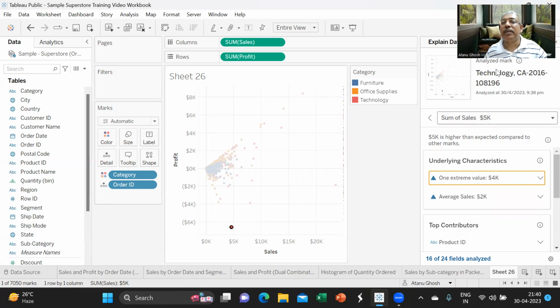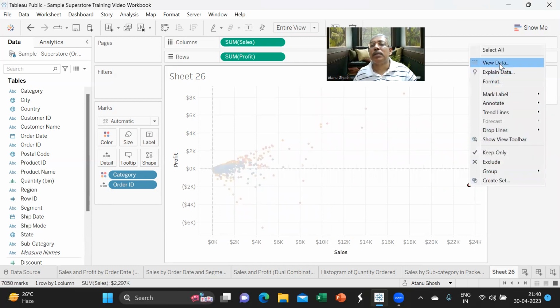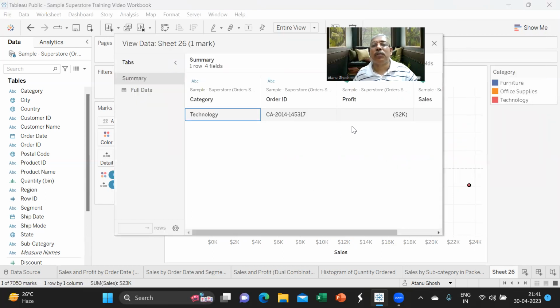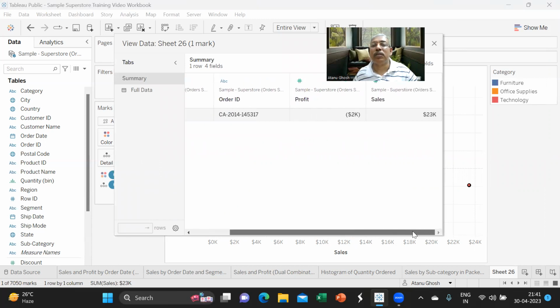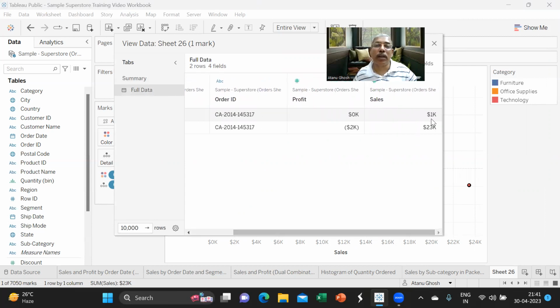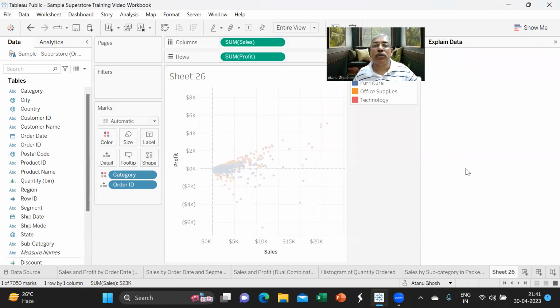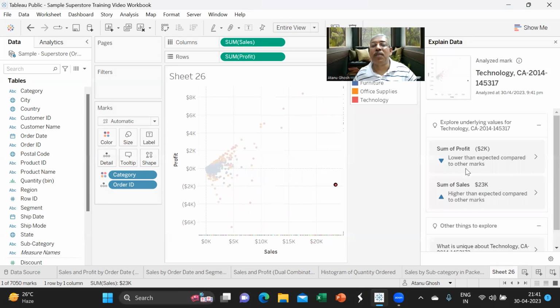And finally, let us see the third outlier, which is this one. There's a loss of 2,000 on a sale of 23,000. If we see, there are two line items: one has been sold at 1,000 with zero profit, sold at cost. The other has been sold at 23,000 with a loss of 2,000. And if we try to see how this behavior can be explained, we can see that the profit is lower than expected compared to the others.